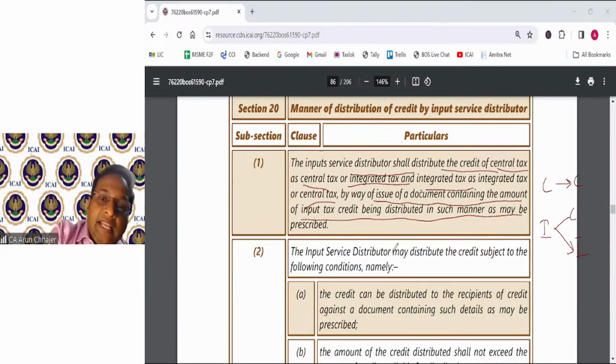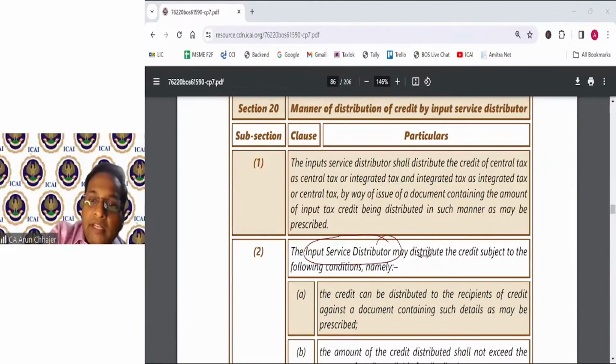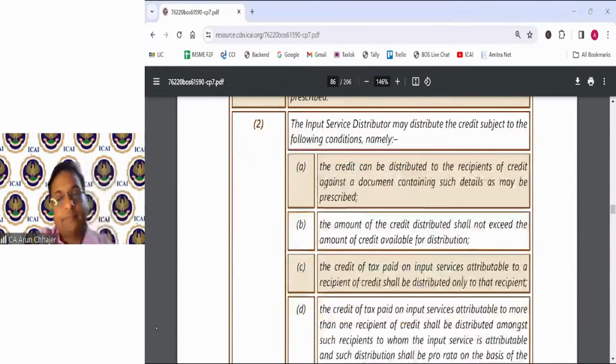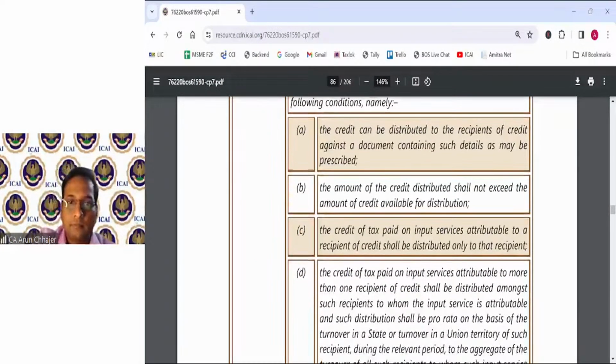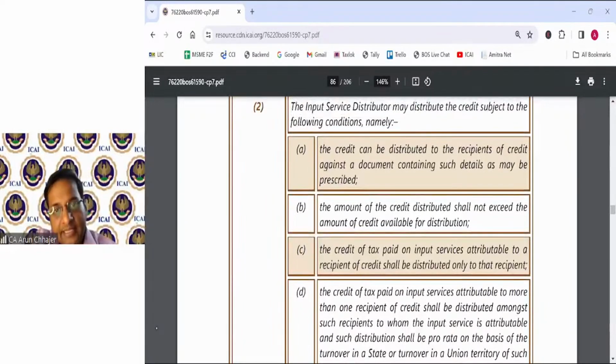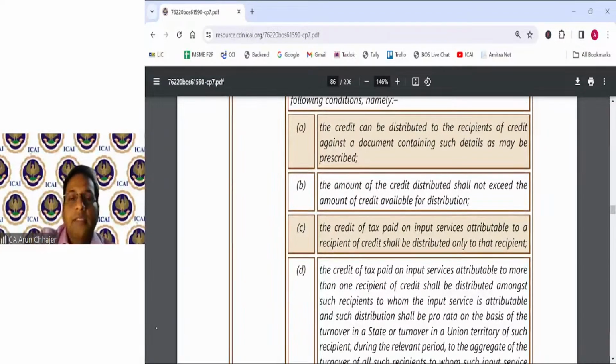Then it says that the input service distributor may distribute the credit subject to the following conditions. Credit can be distributed against the document. Perfect. The amount of the credit distributed shall not exceed the amount of the credit available. जितना इन होगा उतना ही तो आउट करेगा, उससे ज्यादा तो आउट कर नहीं सकता, राइट?